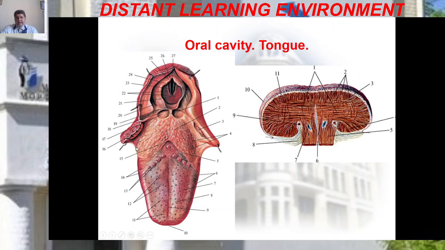Also, at the radix part of tongue, this is the tonsil of lingua, the lingual tonsil, with lymphoid tissue here. And so the tongue has several parts: the apex, apical part, dorsal part, lateral part, and root.